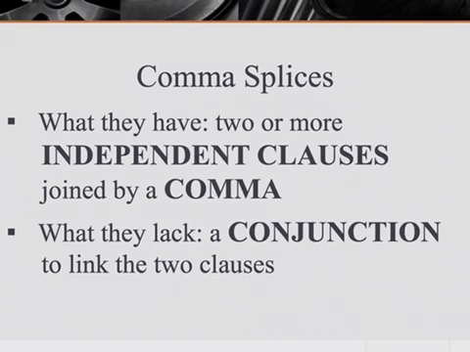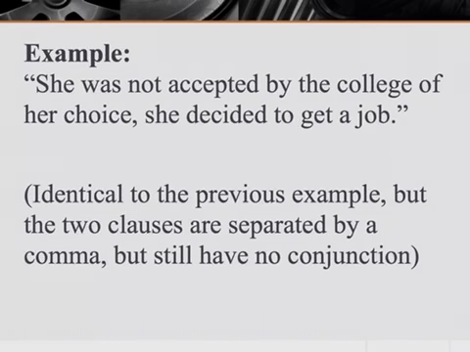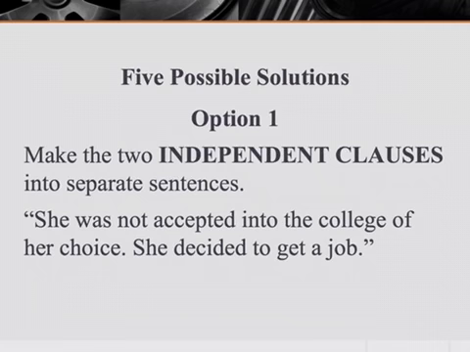Comma splices are similar, but have one important difference. They have a comma between their two independent clauses. However, in a comma splice, this form of punctuation alone isn't sufficient to connect them. It needs a conjunction as well. You could add a comma between the clauses in the preceding example, but it would only become a comma splice rather than a fused sentence. It needs the conjunction to establish a relationship between the two clauses.